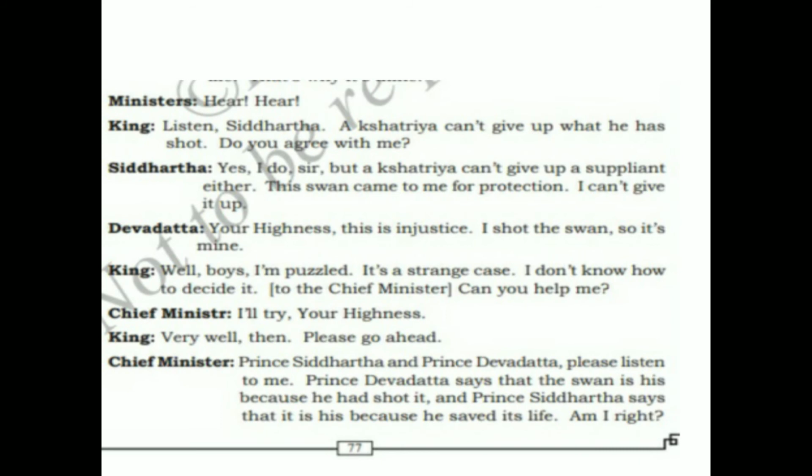The chief minister says, Prince Siddhartha and Prince Devadatta, please listen to me. Prince Devadatta says that the swan is his because he has shot it. Prince Siddhartha says that it is his because he saved its life. Am I right? The chief minister is telling Prince Siddhartha and Prince Devadatta about the matter.